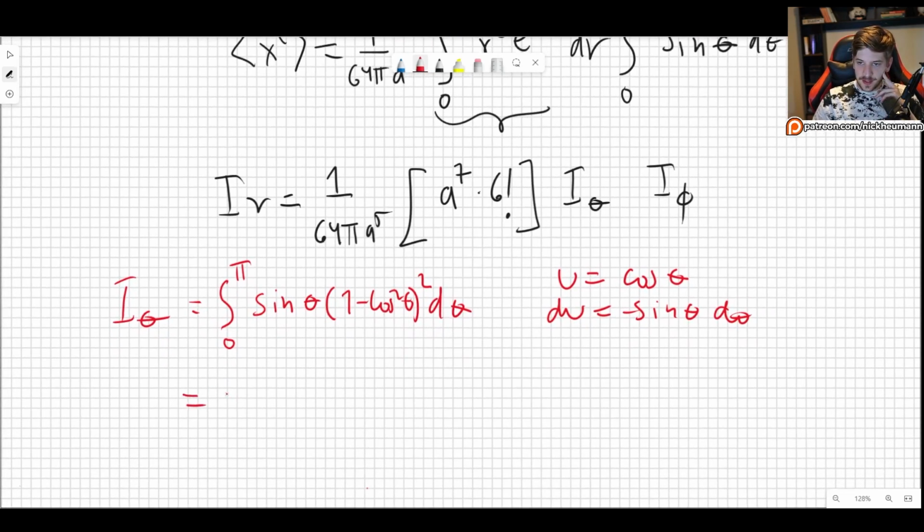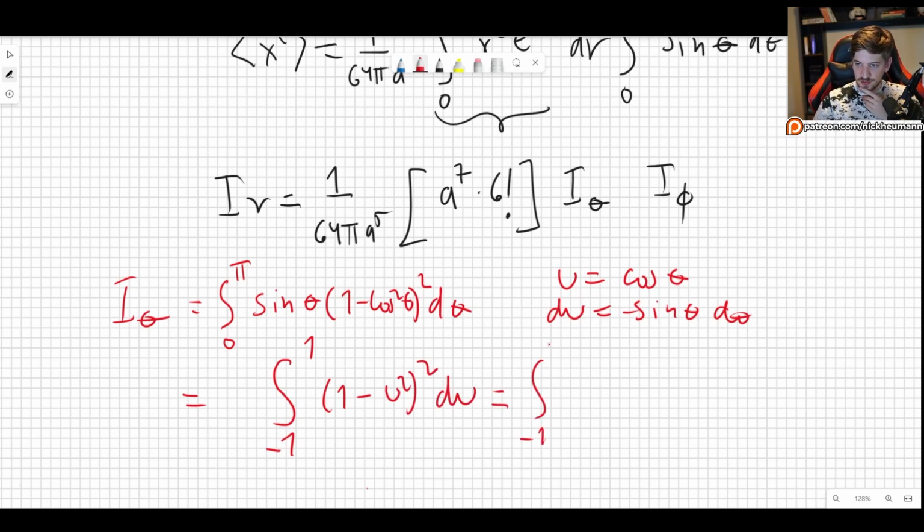So here we have minus, and the integral now goes from, if theta is 0, cosine is 1, and if theta is pi, this is minus 1. And we can use the minus sign outside to reverse the order of integration. So it is now from minus 1 to 1. And then this would be 1 minus u squared squared du. Okay, so now let's just multiply through. So this is minus 1 to 1 of 1 minus 2u squared plus u to the 4th du.